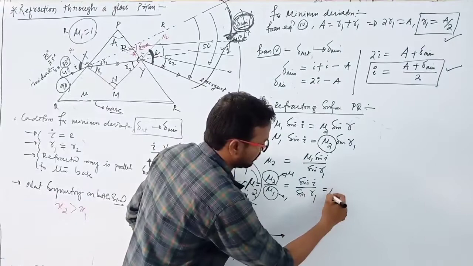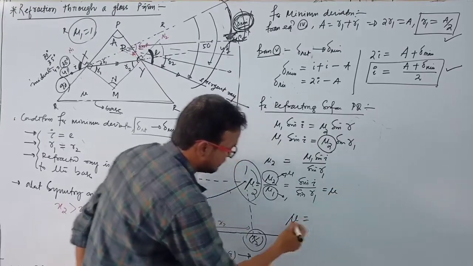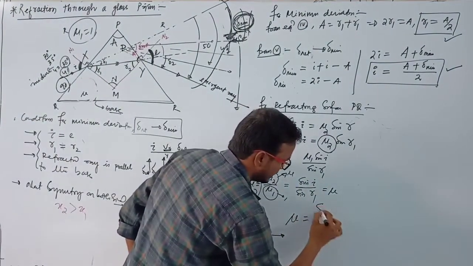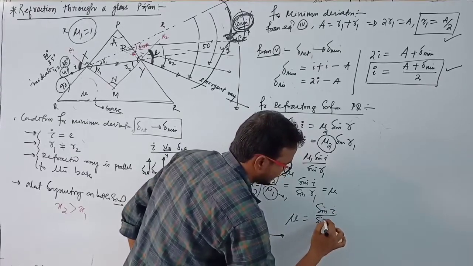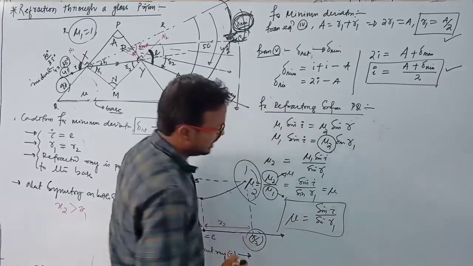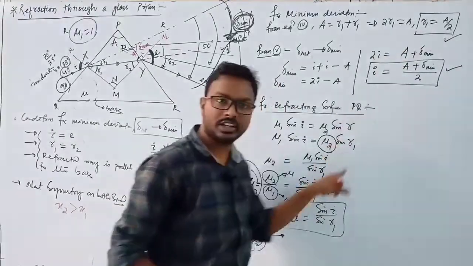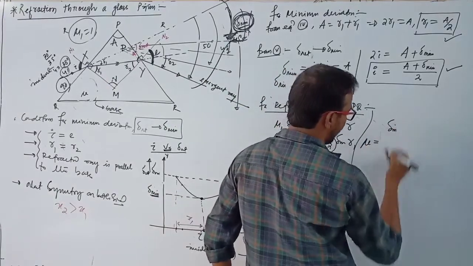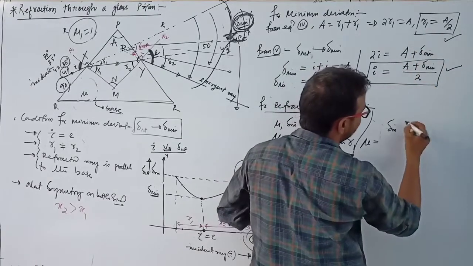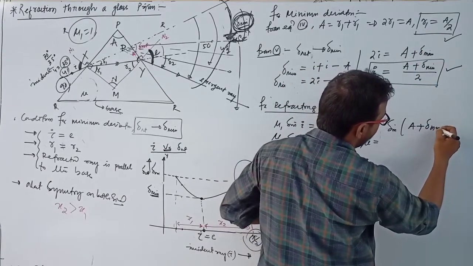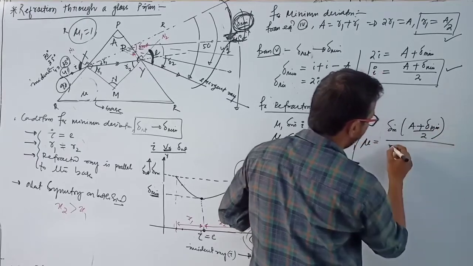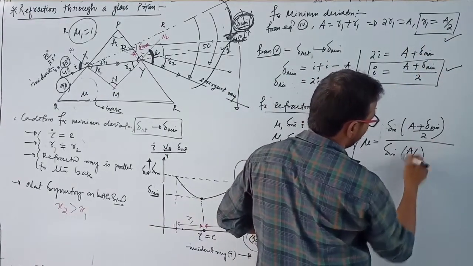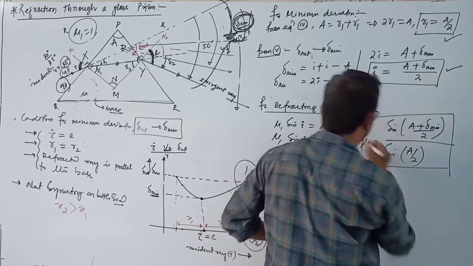So you can write here mu, the refractive index of the prism, equals sin I divided by sin R1. Now if we use the values of I and R1 here, we can write the refractive index mu equal to sin of (A plus D minimum) by 2, divided by the sine of the angle of refraction R1, which is A by 2. This is an important long question for your council examination.